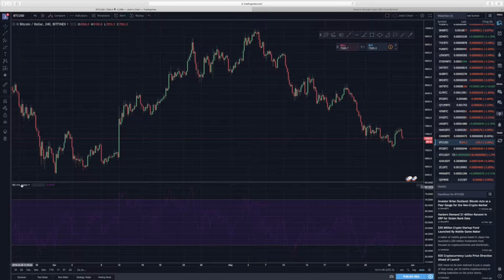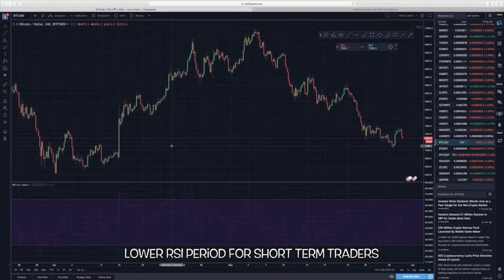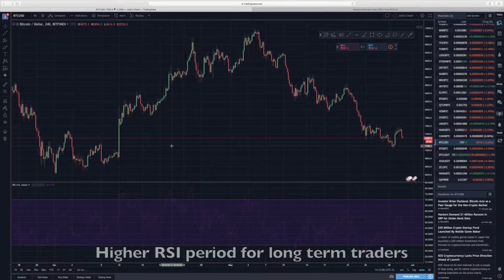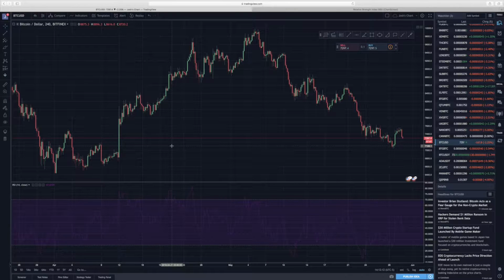So the average period number is 14. That's just the default setting. You can lower the number if you want it to be more sensitive, and that's for a day trader or a swing trader, or somebody who makes multiple trades within the week on lower time periods. You can increase the number if you want it to be desensitized. That's for the people that are longer term, monthly, weekly, yearly traders and things like that.